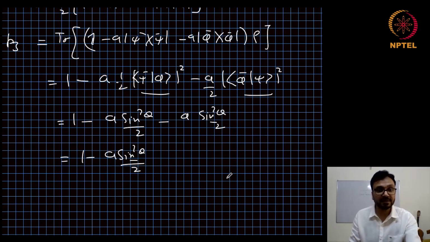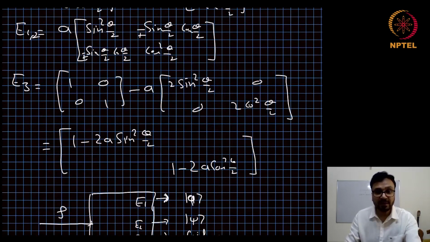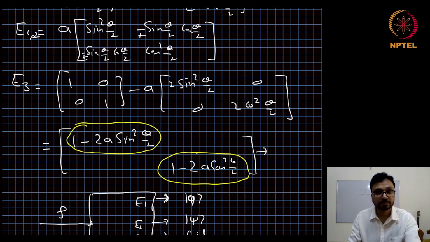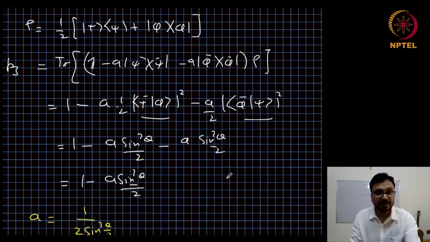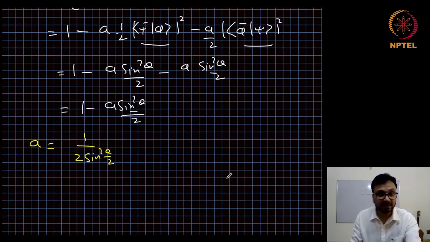So this is the failure probability. Now, from here, we see that we can make E3 rank 1 by making either this element 0 or this element 0. So it means if we make a to be 1 over 2 sine square theta over 2, then we get E3 to be rank 1. And if we choose a to be 1 over 2 cos square theta over 2, then E3 is rank 1.